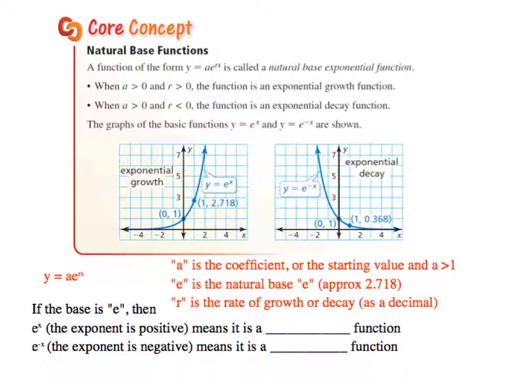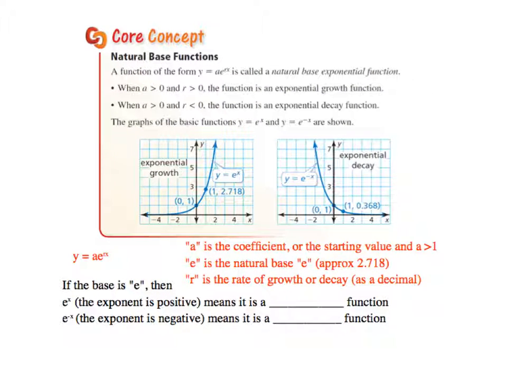When we are talking about exponential growth and decay with a natural base e, you'll notice that exponential growth and exponential decay look very similar to the graphs of what we looked at before. Down below in red, it shows what each of the variables is. A is the coefficient or the starting value. e is just your natural base e, and r is the rate of growth or decay. When we are looking at these natural base functions, e is our base, and to decide if it is exponential growth or decay, we look at the value of the exponent.